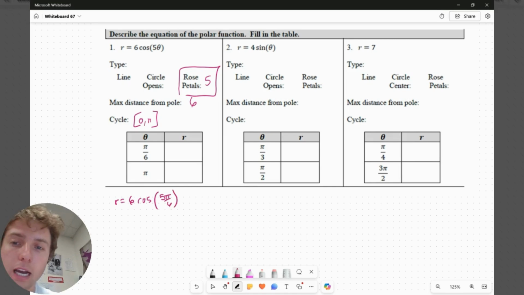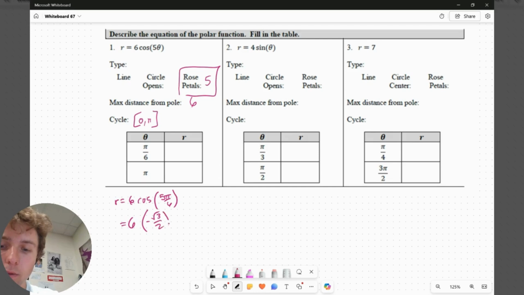So I have 5 times the first value of pi over 6, which is just 5 pi over 6. Well, I need cosine at that time. Cosine of 5 pi over 6 is negative root 3 over 2. 6 divided by 2, we could simplify that to get negative 3 root 3. Same idea for pi. You could plug in there.